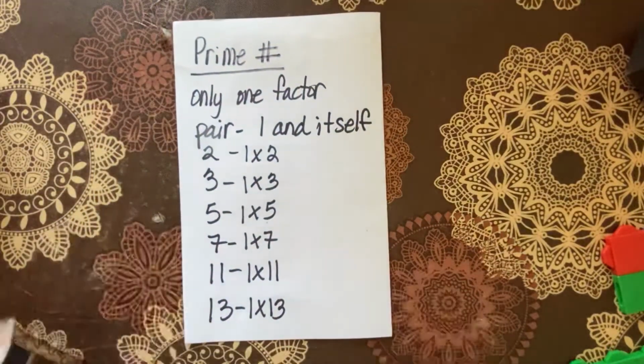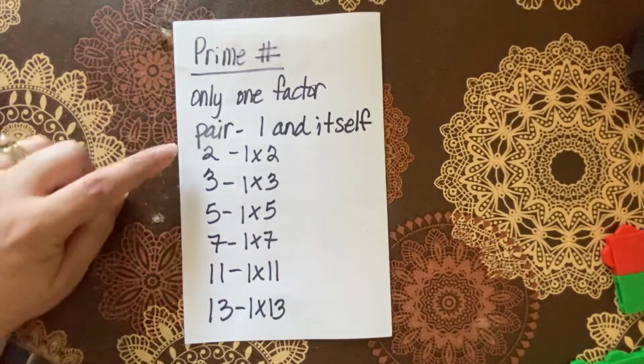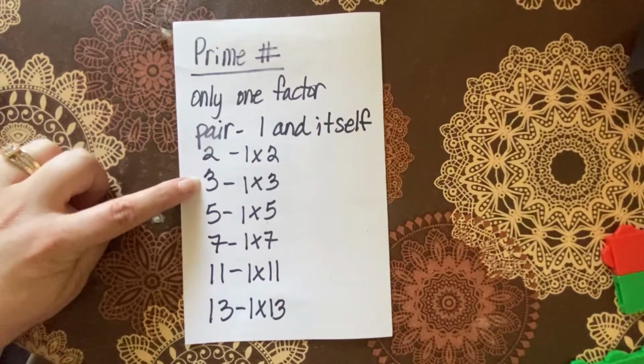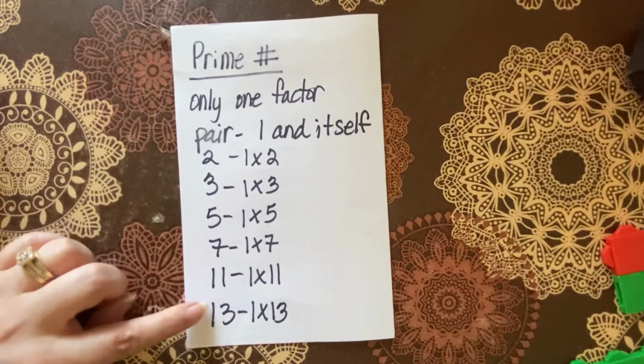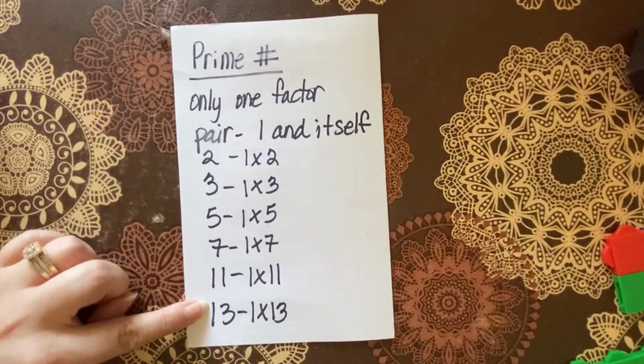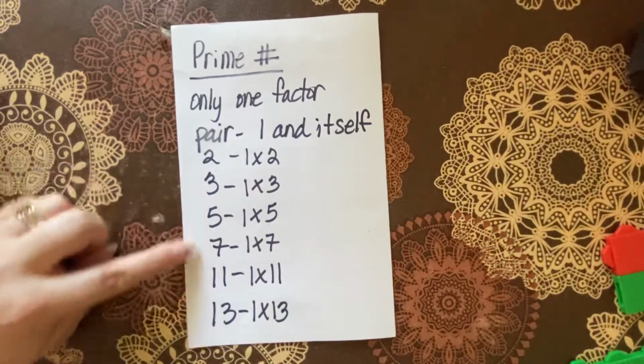Remember that a prime number is a number that has only one factor pair. Another way to say that is a prime number has only two factors, one and itself. We know from the identity property of multiplication that every number has a relationship with the number 1 because any number times 1 is that number. So we can see here that these numbers all have only one factor pair. Okay, there's no other way to take whole numbers and multiply to get any of these numbers.